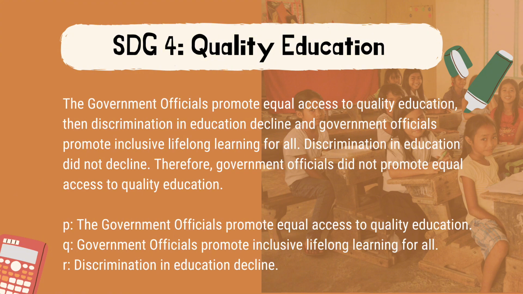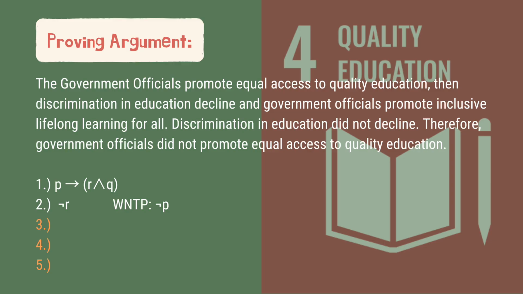Again, let's determine the premises based on the argument above. Let P stand for the government officials promote equal access to quality education. Let Q stand for the government officials promote inclusive lifelong learning for all. And R for discrimination in education declines. Take a moment to pause the video if you want to prove it yourself.